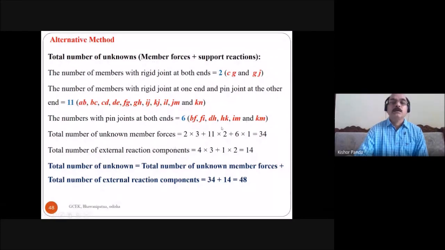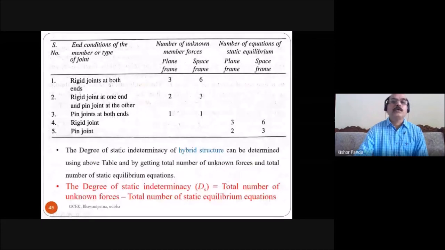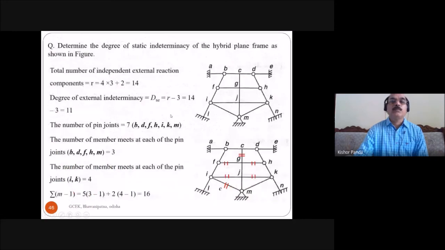Then from the table you can find out. Here you see the table. Rigid joint at both ends means for a plane frame the number of unknown member forces is 3, and rigid joint at one end and pin joint at the other end, the number of unknown member forces is 2. And pin joint at both ends, the number of unknown member forces is 1.